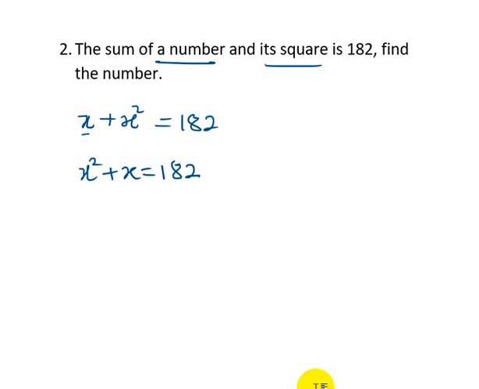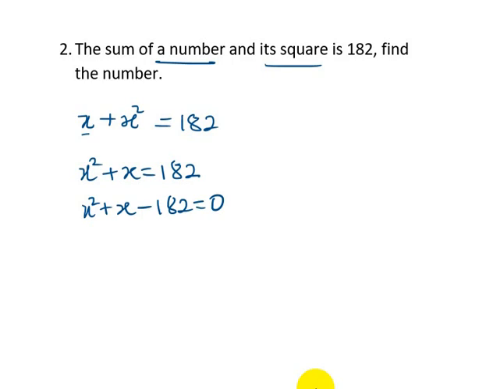Now we are looking for factors of 182. But before that, let's send the 182 inside and equate it to 0. So we are going to get x squared plus x minus 182 being equal to 0. So we are looking for factors of minus 182. When we multiply, we should get minus 182. But when we add, we should get 1. Because the coefficient of x is 1.